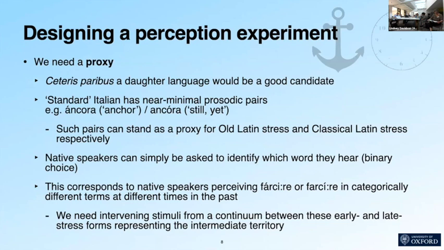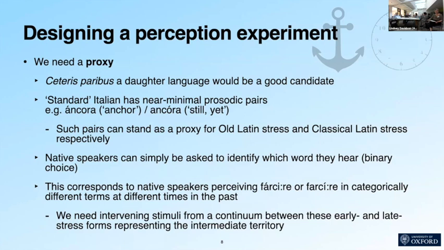To do that, well, we can't go back in time, so we need some sort of proxy data to work with. And all things being equal, a daughter language would be ideal, so why not work with Italian? But far more important to me is that Italian happens to have near minimal prosodic minimal pairs. So, for instance, words which basically differ only in their accentuation. So ancora means an anchor, ancora means still or yet. And there's a good number of words like this that we could employ as proxies for early stress, late stress.